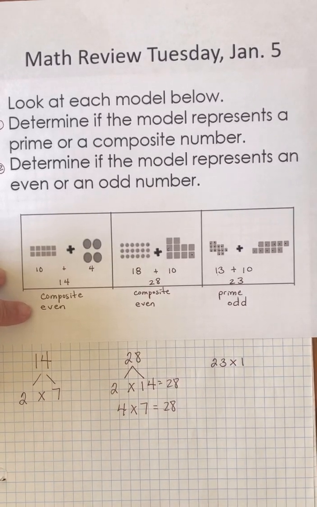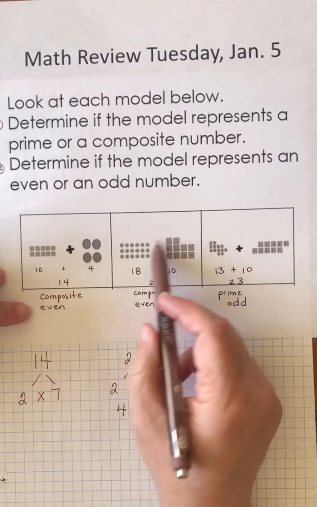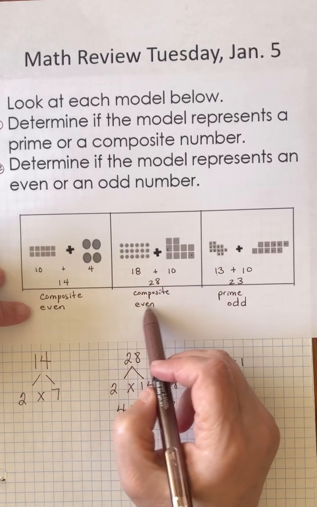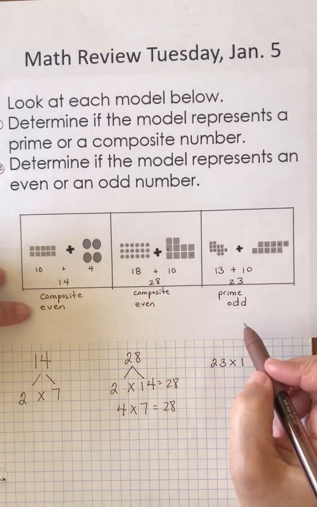All right, so this model is composite and even. This model is composite and even. This model is prime and odd. Please check your work.